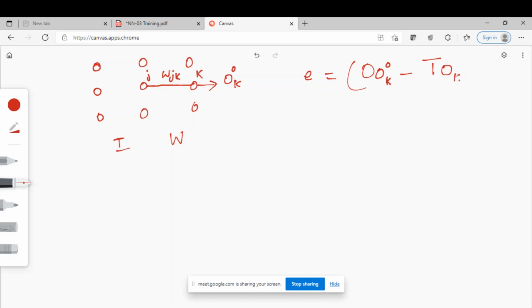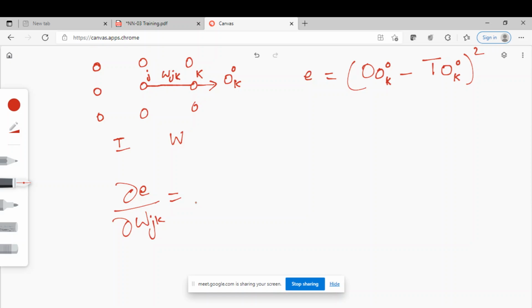This error we want to differentiate, dou E, with respect to w_jk, with respect to this weight. That is, if I change this weight, how much will this error change? That we want to see. This is what we discussed last class. So what will be the result? How will we simplify this?